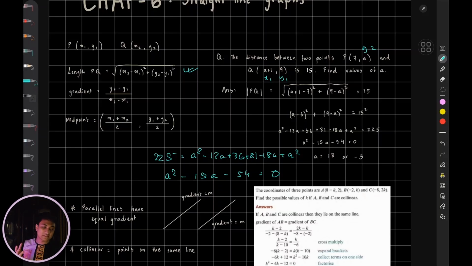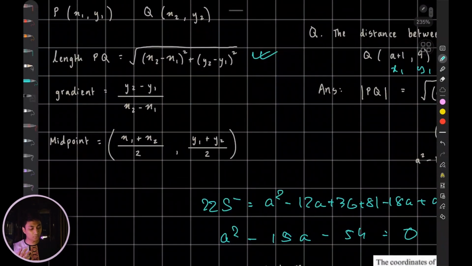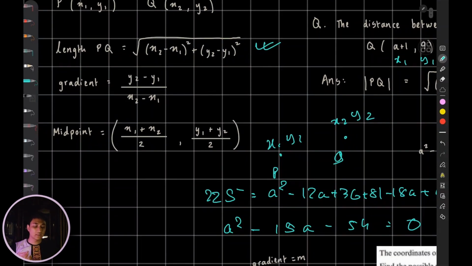Now the gradient is a simple formula. You probably already know it. It is saying that between any 2 points, again, P and Q, x1, y1 and x2, y2, right? So how do we find the gradient? The rise over run, right? So the difference in rise divided by difference in run, and that is going to be your gradient.